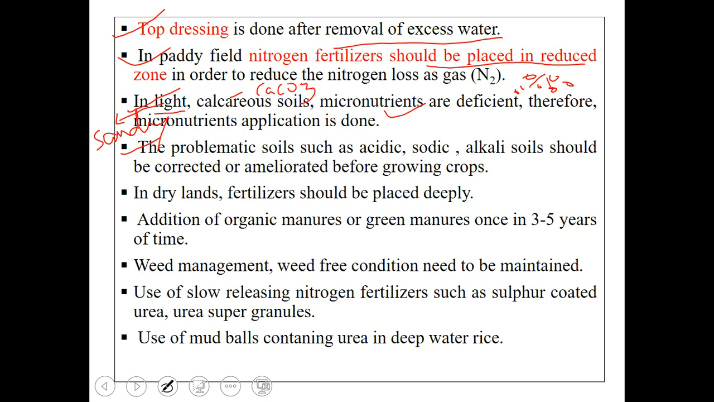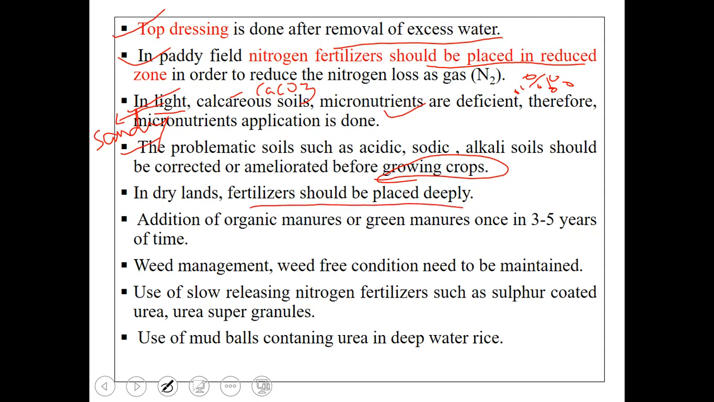And then if problematic soils like acidic, sodic or alkali soils are there, we should correct that before sowing of the crop. Without correcting the problem of the soil, if you go for sowing, that crop will fail ultimately. So before growing that crop, we have to correct the condition.